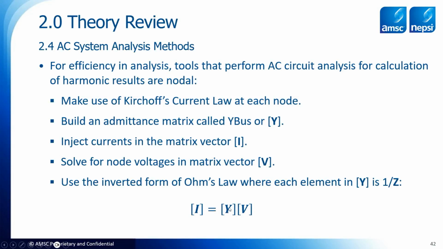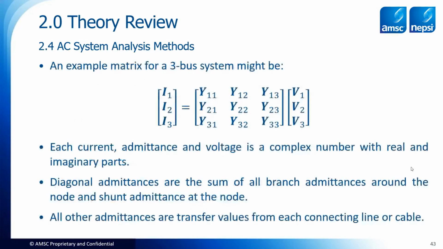And every element inside Y is just 1 over the impedance. And that's the relationship between admittance and impedance. Admittance is just 1 over the impedance. You might see that this would look like, for a typical 3-bus system, a column vector, a matrix of admittances, and a voltage vector. We could write the first equation. There's 3 equations written here. I1 equals Y11 times V1 plus Y12 times V2 plus Y13 times V3. So there's 3 sets of simultaneous equations that we're representing here.